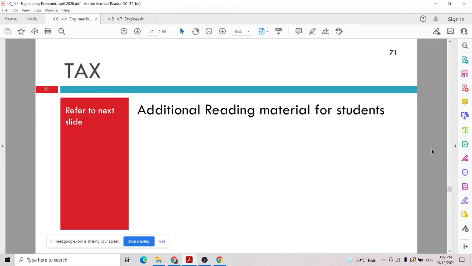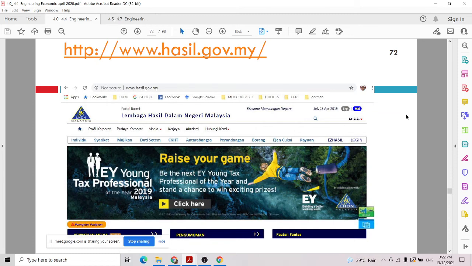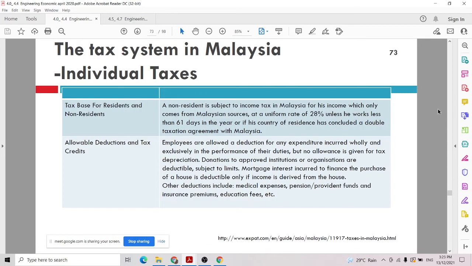For additional reading, I have given the YouTube link earlier. The most popular collection department for the government is the Lembaga Hasil Dalam Negeri, LHDN. Other than that, we have customs, immigration, and so on. But for business and personal income, we deal with Lembaga Hasil Dalam Negeri, LHDN.